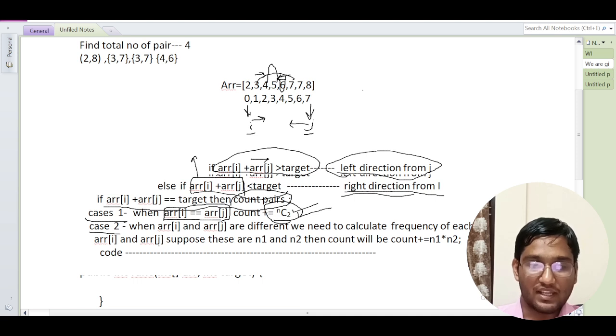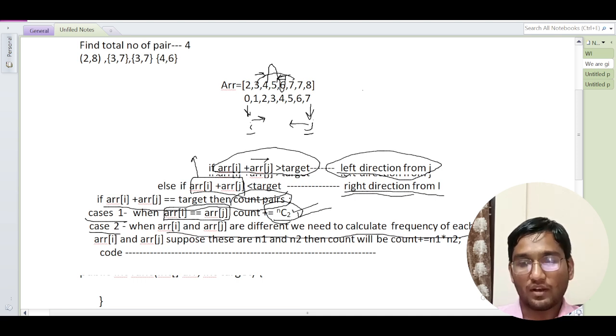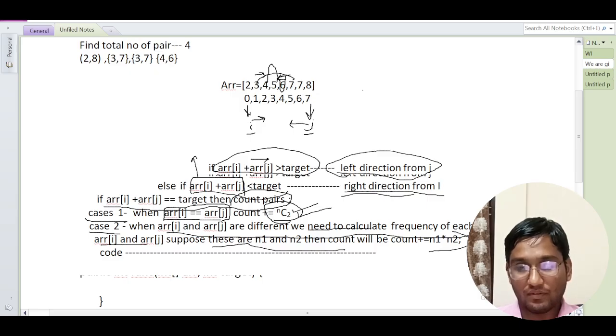And when array of i and array of j are different, then we need to calculate the frequency of each element, array of i and array of j. Suppose that n1 and n2 are the frequency counts of array of i and array of j, then the count will be n1 into n2.